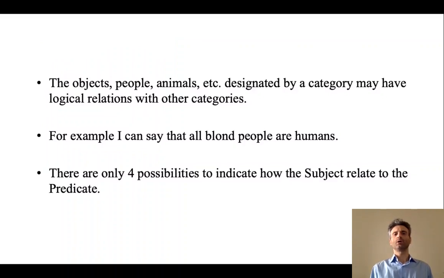So the objects, people, animals designated by a category obviously have logical relationships with other categories. For example, I can say that blonde people are also human beings. I can say that blonde people are beautiful. I can say anything I want. So there are four ways to indicate a relationship between two different classes.